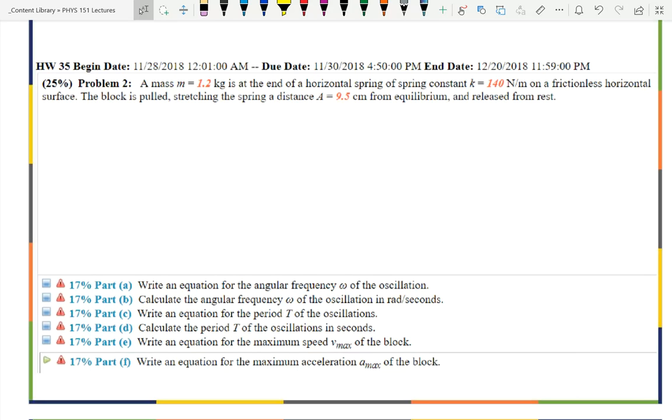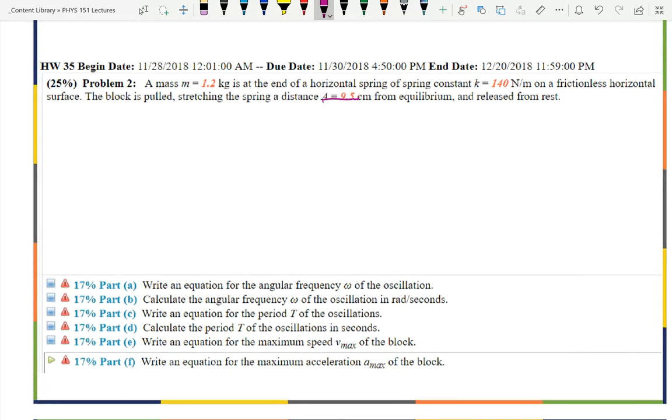Anyone want to guess why it's horizontal? To make it easier because you don't have to think about gravity. If you do it vertical, you actually get exactly the same results. It's a little more confusing when you have to think about gravity. So that's why it's horizontal, but it's a frictionless surface, so it just goes back and forth. The block is pulled and stretched a spring distance of A equals 9.5 centimeters from equilibrium.